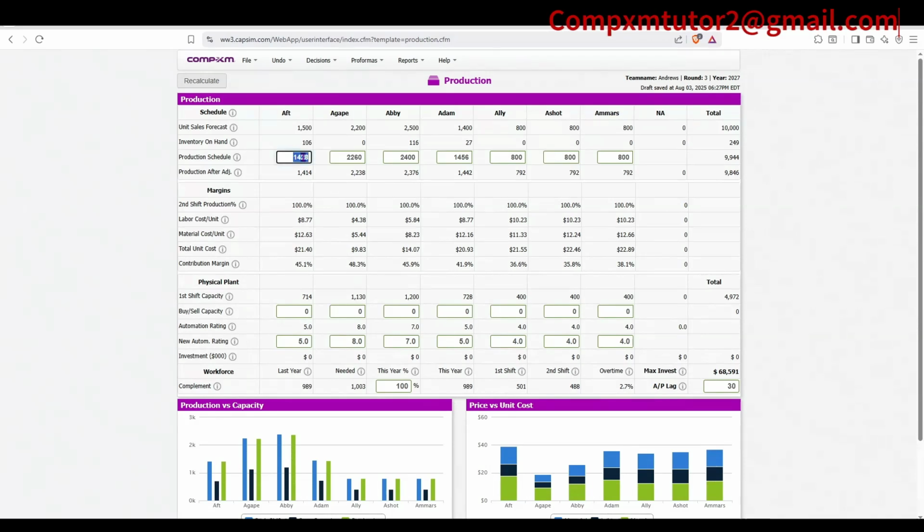Production, now we are responding to what we forecasted, and for the first one, it's cool for us only to produce 1428.